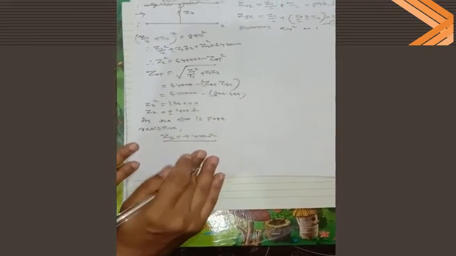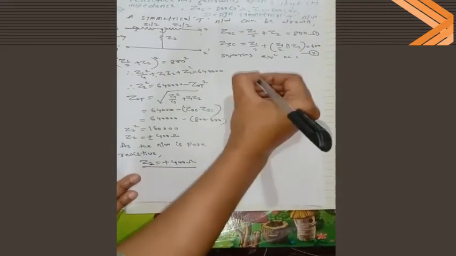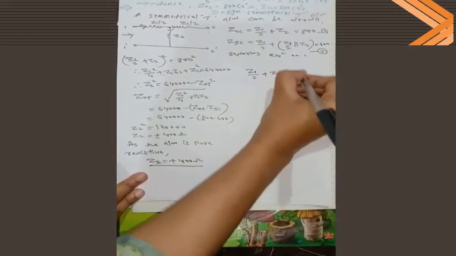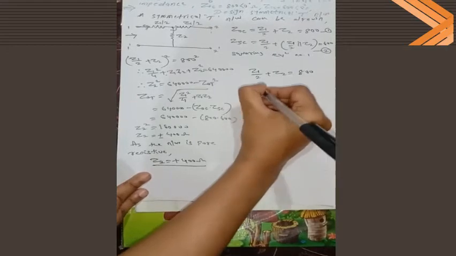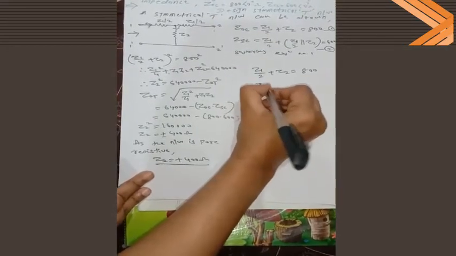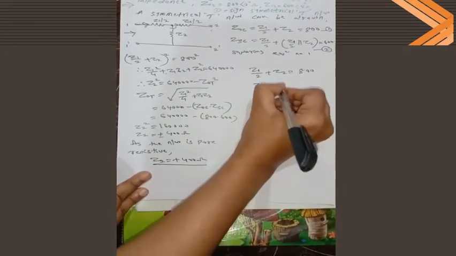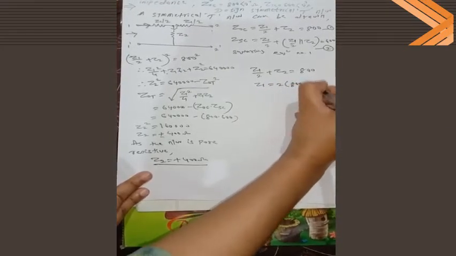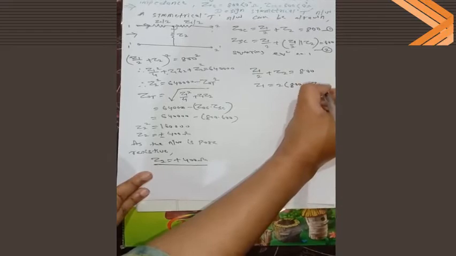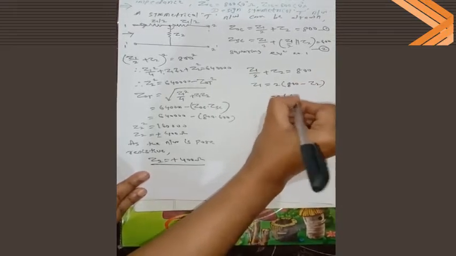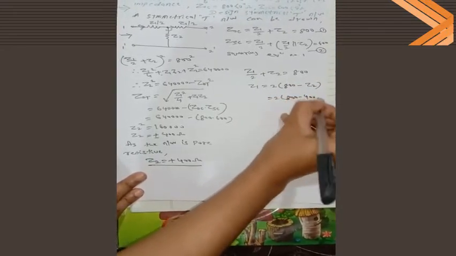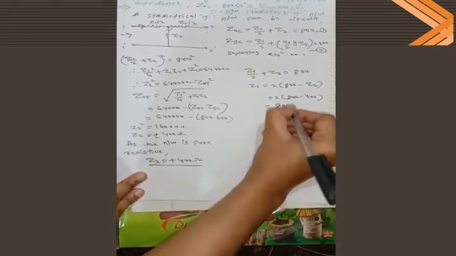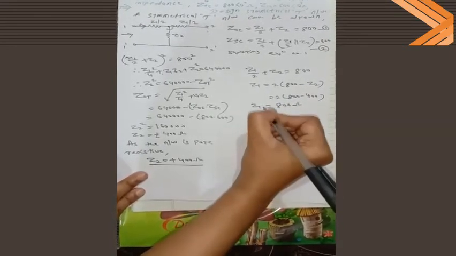Okay, so we know very well, in the other case we can find here, I am going to start from here, Z1 by 2 plus Z2 is equal to 800. Now substitute the value of Z2. So Z1 is equal to 2 into 800, okay, minus this Z2. So what will happen? 2 into 800 minus 400. So 400 and 400 will be multiplied with this one. So here Z1 is nothing but 800.